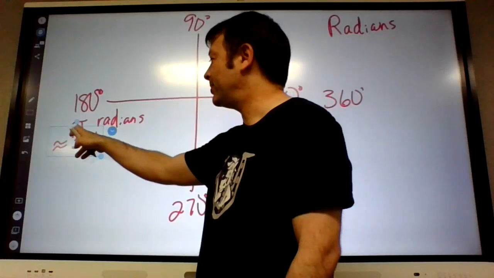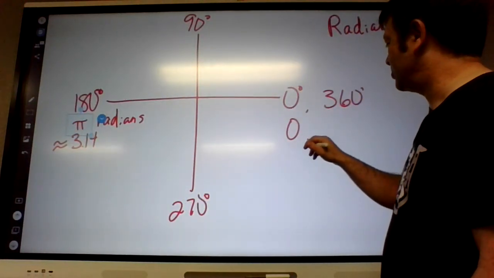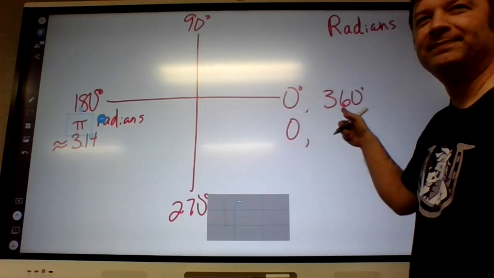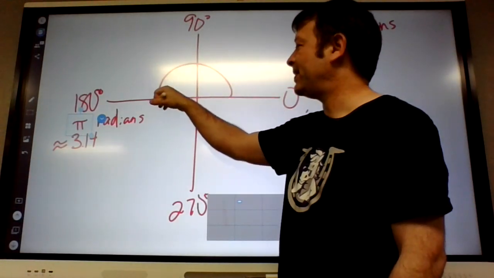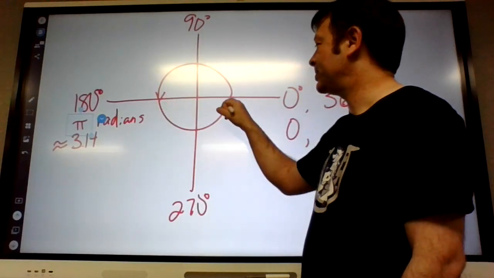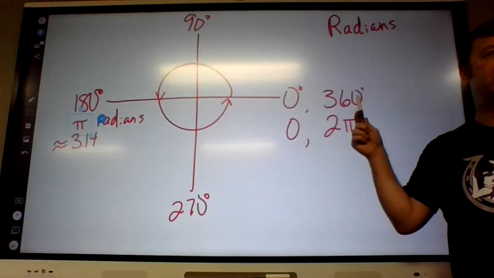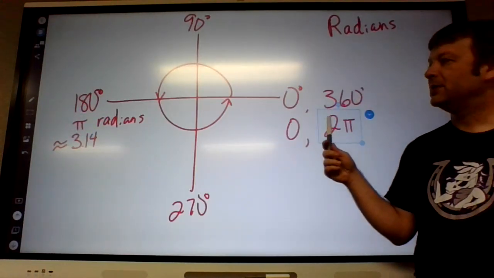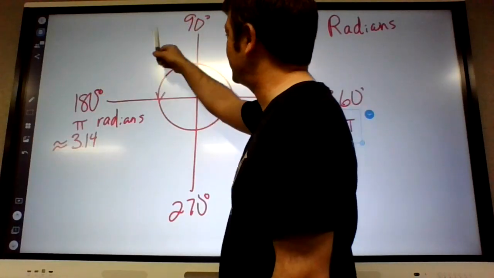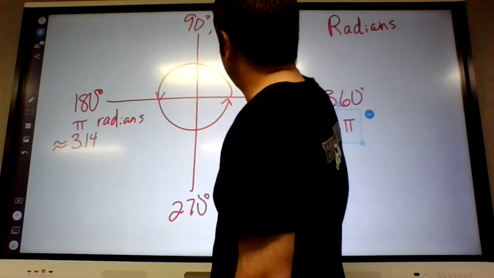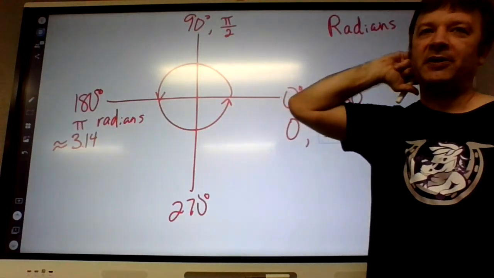So this is worth pi radians. This is worth 0 radians, or 0 pi. If this is worth 1 pi, what would this be worth? 2 pi. So 360 degrees is also worth 2 times pi. If this is pi, what would this be worth? 1/2 pi. The books like to write it as pi over 2, but it is 1/2 pi.